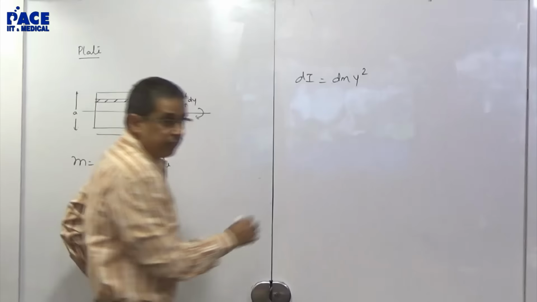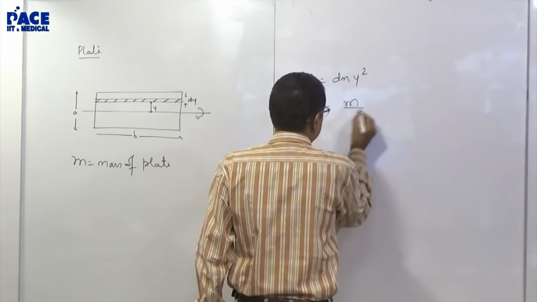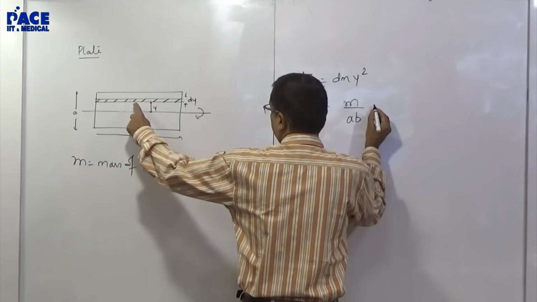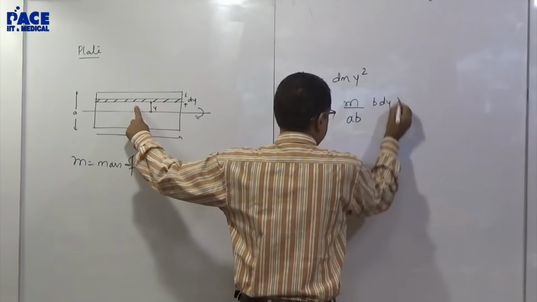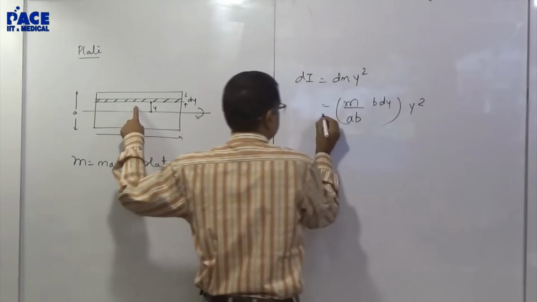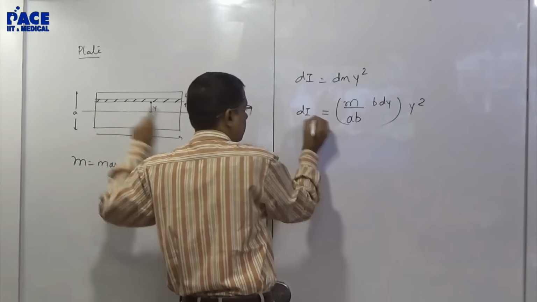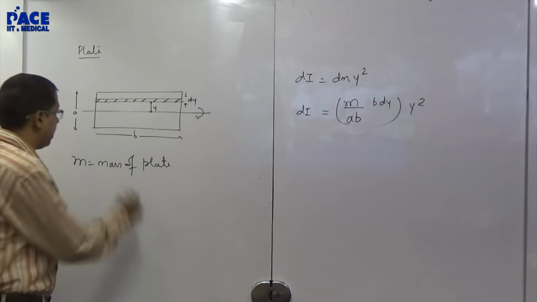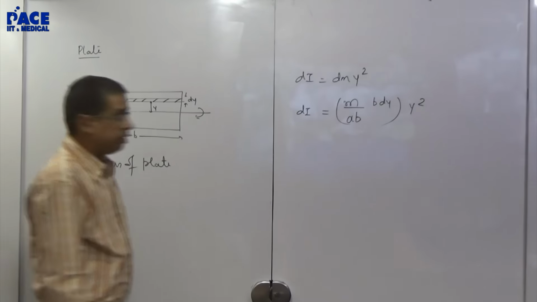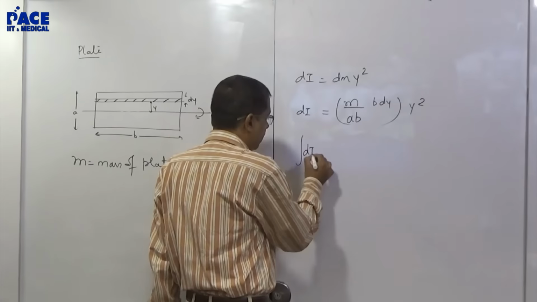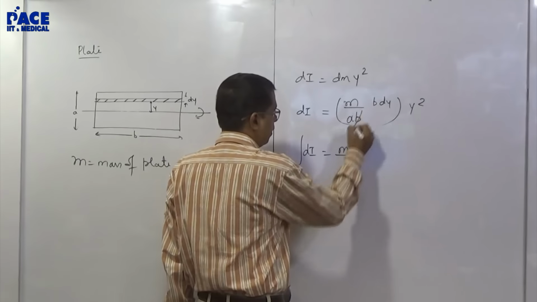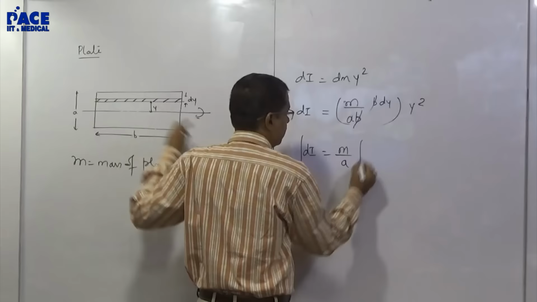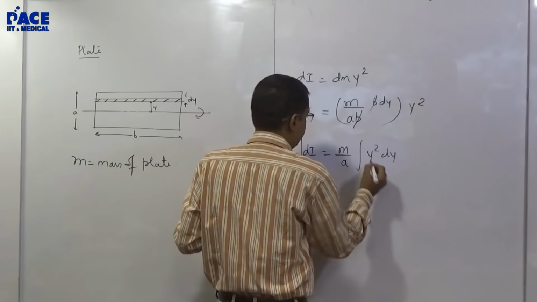Agreed? dm is mass per unit area, length into breadth, into b dy. This will be dm. Mass per unit area into b dy into y square, integral dI. Mass per unit breadth, integral y square dy.